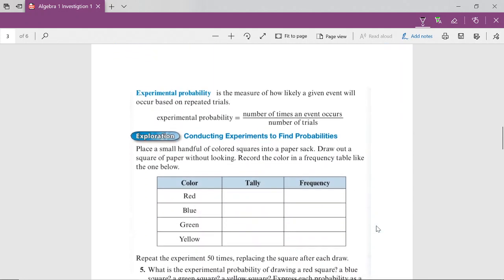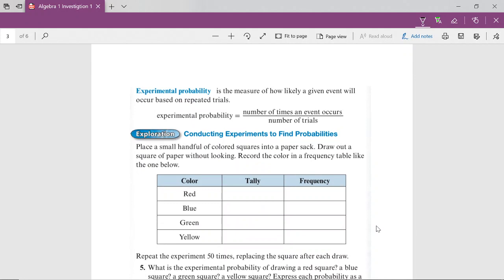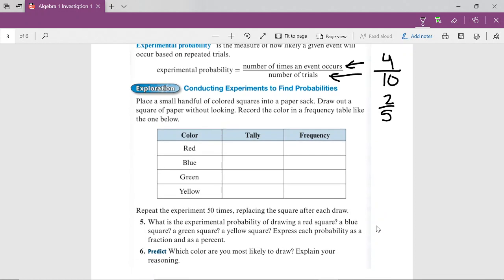Okay. So experimental probability is different from the theoretical probability that we saw in our warm-up questions. Experimental is the measure of how likely a given event will occur based on repeated trials. So like I showed before, we have this ratio, but this time we are saying the number of times the event actually occurred in our experiments versus our number of trials. For example, if I flipped a coin 10 times and it came up heads 4 of those times, my experimental probability reduced is 2/5.